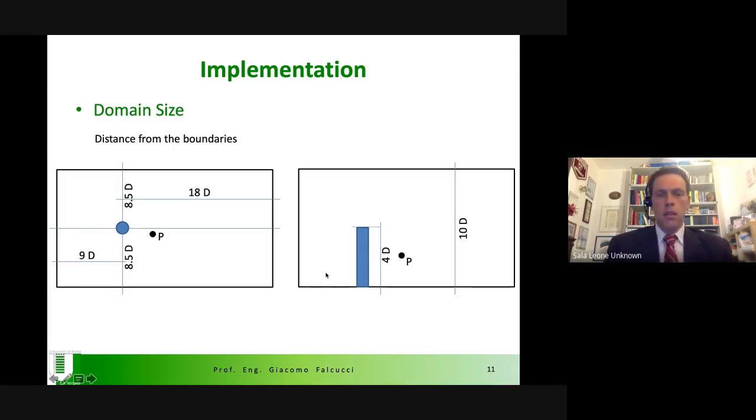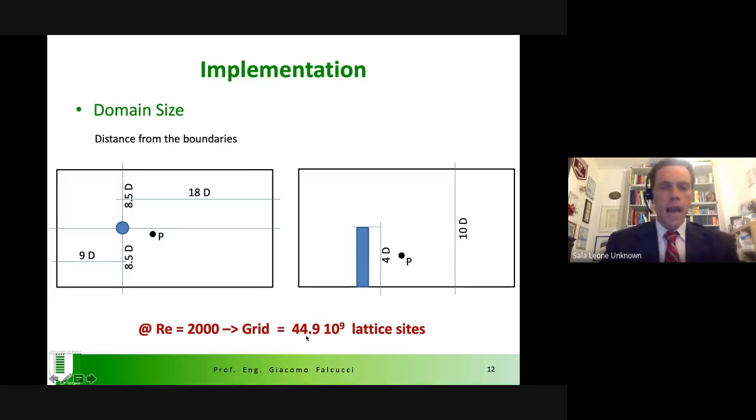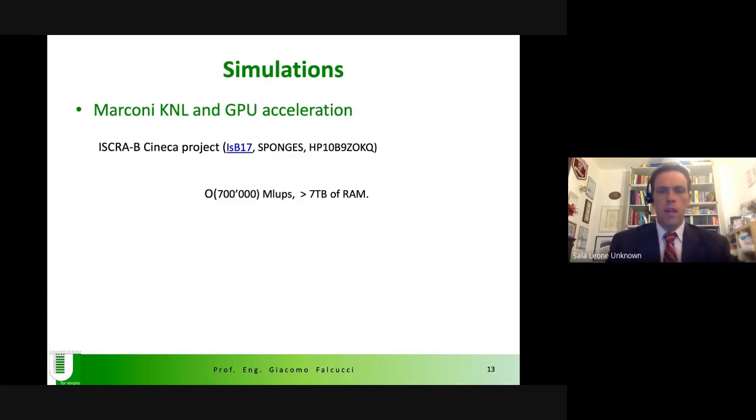The problem is that with these numbers, given the space resolution that we need in order to resolve the flow through the single pores, we need a grid of 44.9 times 10 to the 9 lattice sites in order to make a simulation at Reynolds 2000 of this object. So this is the reason why such computational power has been the bottleneck to study the behavior of this structure.